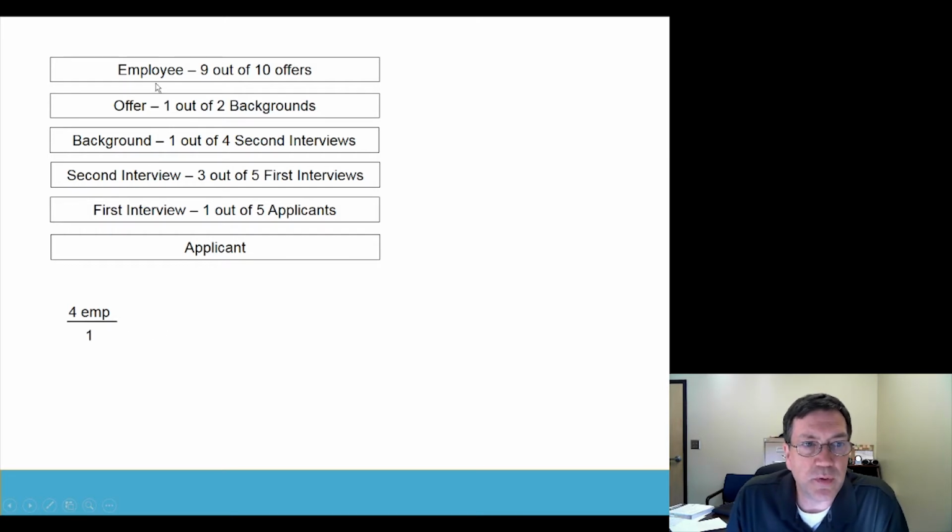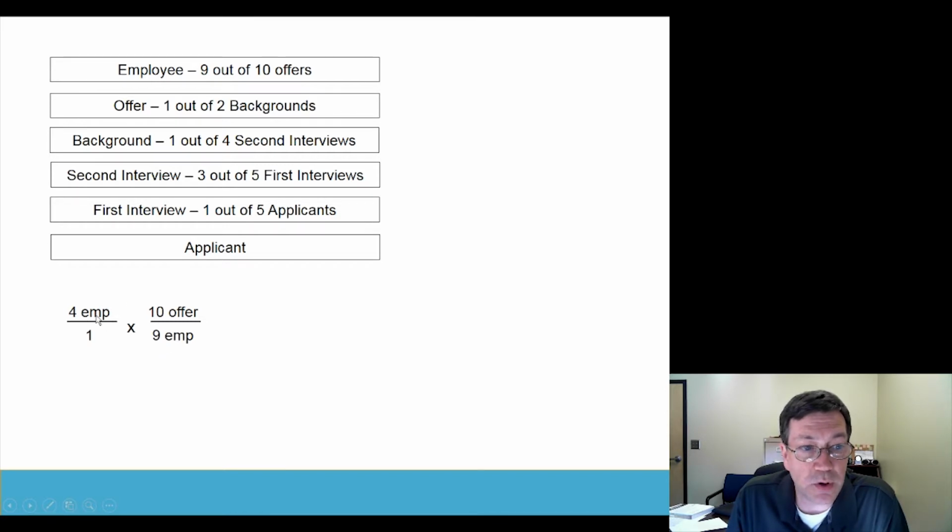We start with the number of employees, and we know that we want to have 4 of them. Well, the first relationship that we have is employees to offers. So we're going to fill in, first of all, the employee to offer relationship. And we know that it's a 9 to 10. Because employees was in the numerator last time, it drops to the denominator now. So our 9 to 10 relationship is a 9 on the bottom and a 10 on the top.